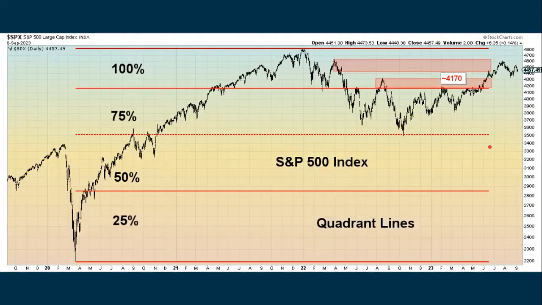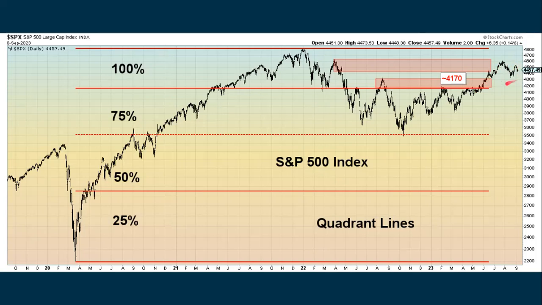Then we take a measurement from the COVID low to the all-time high, and we just break it up into what are called quadrants. Each one of these is 25%. Earlier in 2023, this was providing some pretty significant overhead resistance, but we were finally able to break above that, and we're still above that, and we're kind of in no man's land on this chart right now.